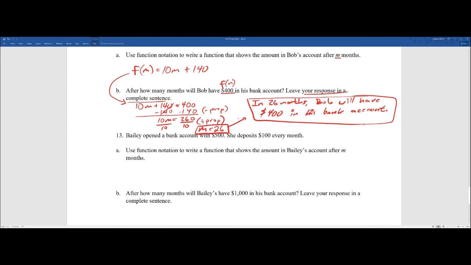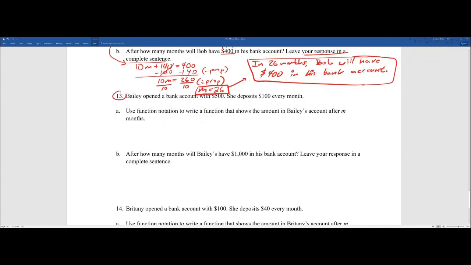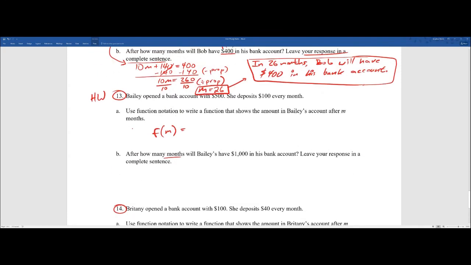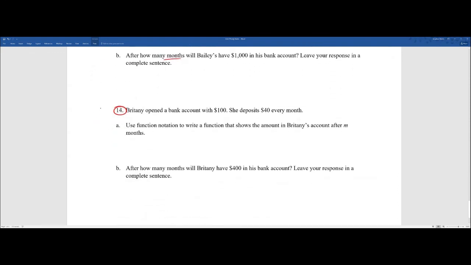All right, so go ahead and try number 13. Different person, same situation, just different numbers. I think that's 500 and 100 every month. So again, you're going to set up function notation, and then you're going to solve to figure out how many months for part B. Number 13 is homework. Work on that with a friend. Number 14 is very similar to the Bob situation and the Bailey situation from number 13. That too is also homework. Same ideas, just different numbers.